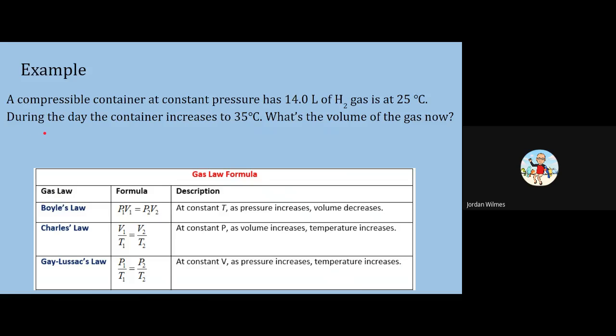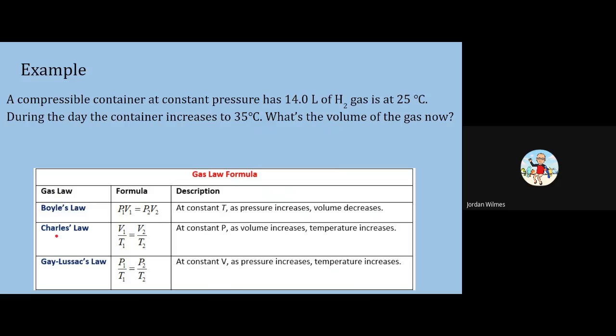All right, let's look at this example and try to figure out which one of these laws it would be. It says a compressible container at constant pressure has 14 liters of hydrogen gas at 25 degrees Celsius. During the day, the container increases to 35 degrees Celsius. What's the volume of the gas now? So let's think about what's constant. It tells us that it's a constant pressure. If you can figure out the constant, that's pretty much all you have to do. The constant here is pressure. Pressure is held constant, so it has to be Charles' law.